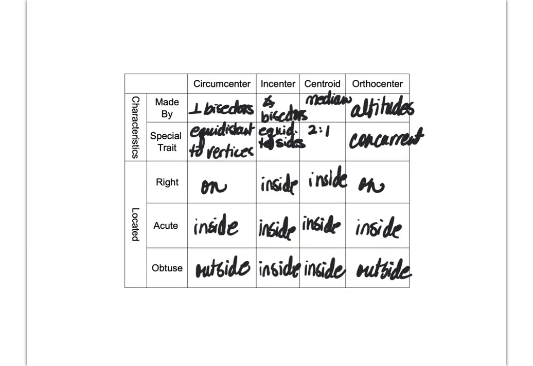Okay, take a minute to write down the summary of all the special characteristics of the circumcenter, incenter, centroid, and orthocenter. They are the points of concurrency for triangles. I wrote 2 to 1 here because my medians are divided into a 2 to 1 ratio.